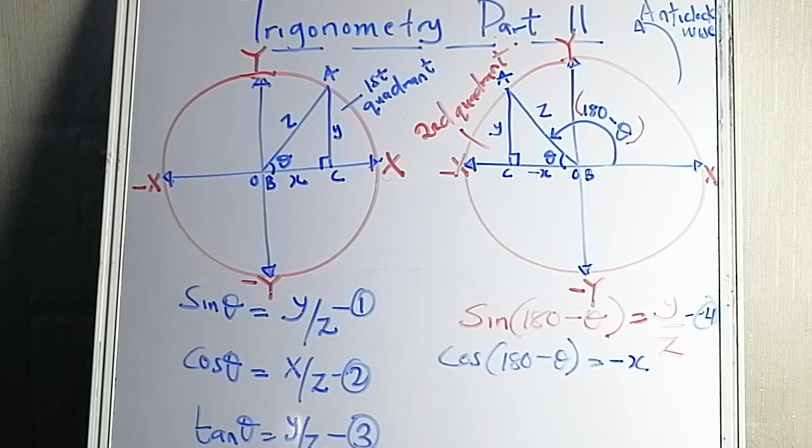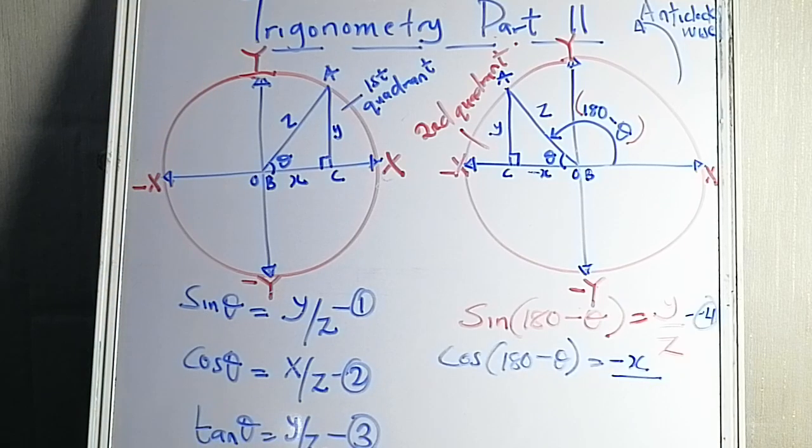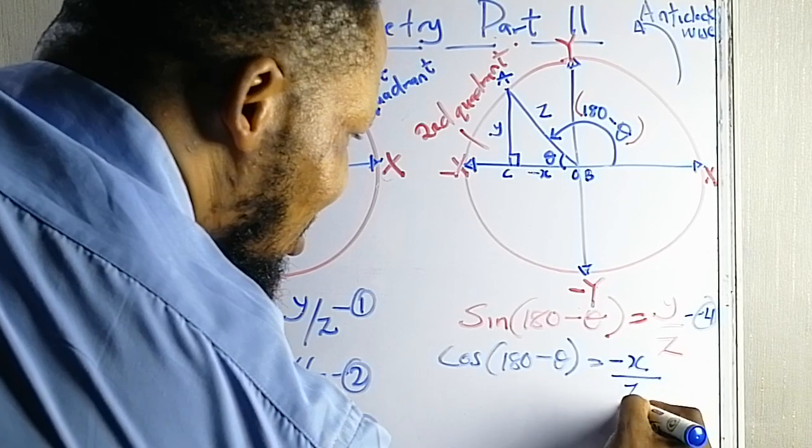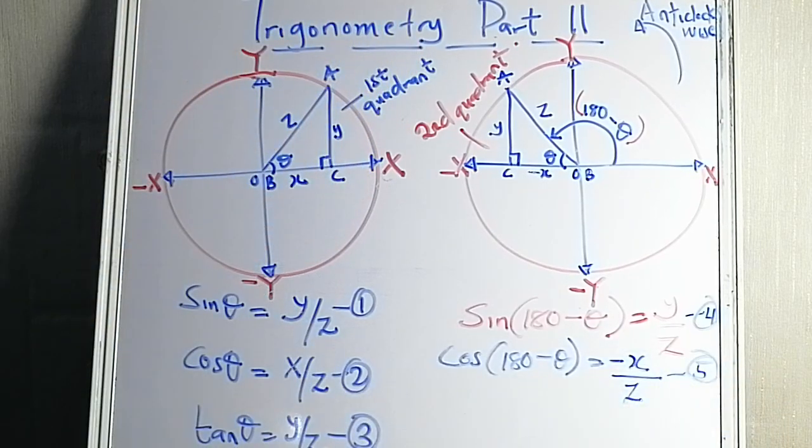Is my y under negative? Okay. Then consider the way the angle is moving anti-clockwise. So if you know that, you won't have any problem under this section. So now, what is our cos? That is adjacent over hypotenuse. That is x over z. That's equation 5.